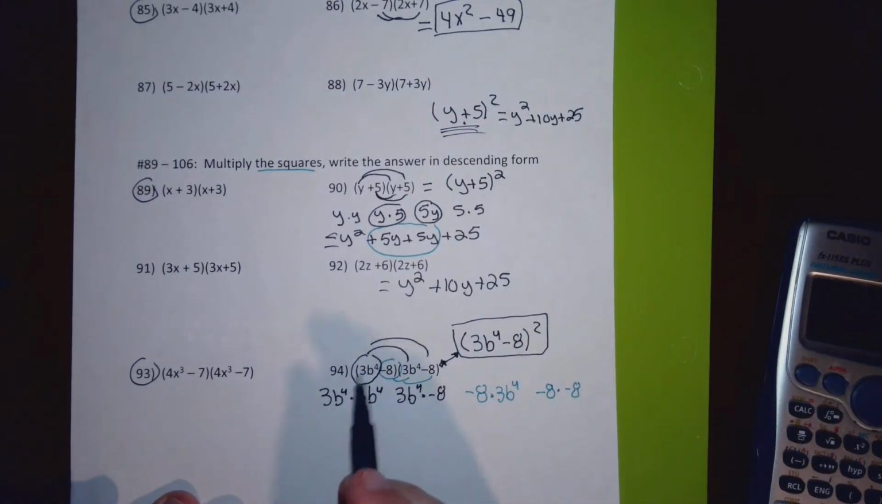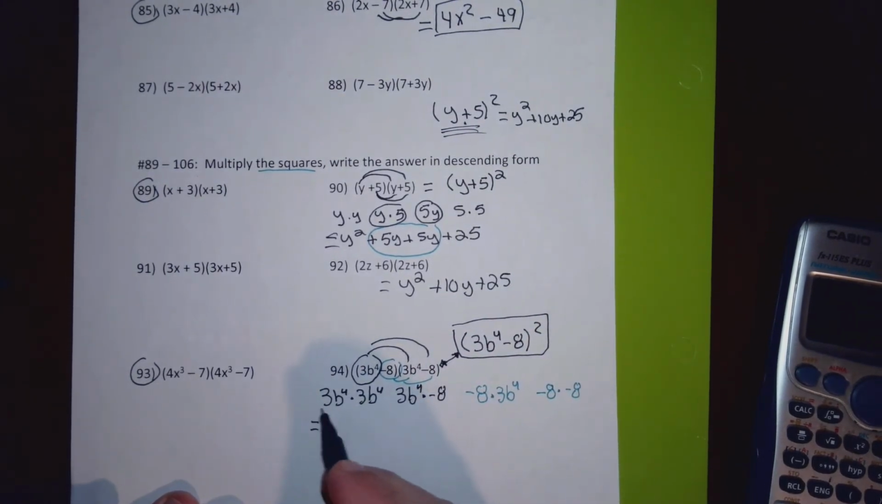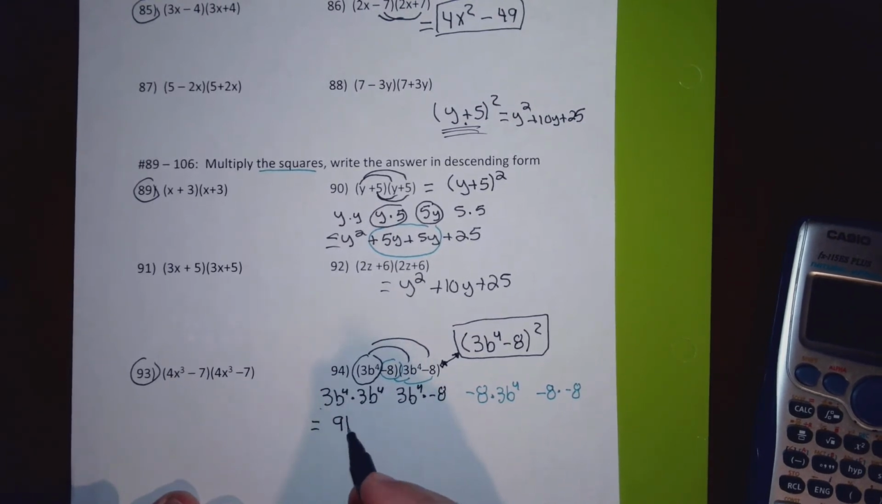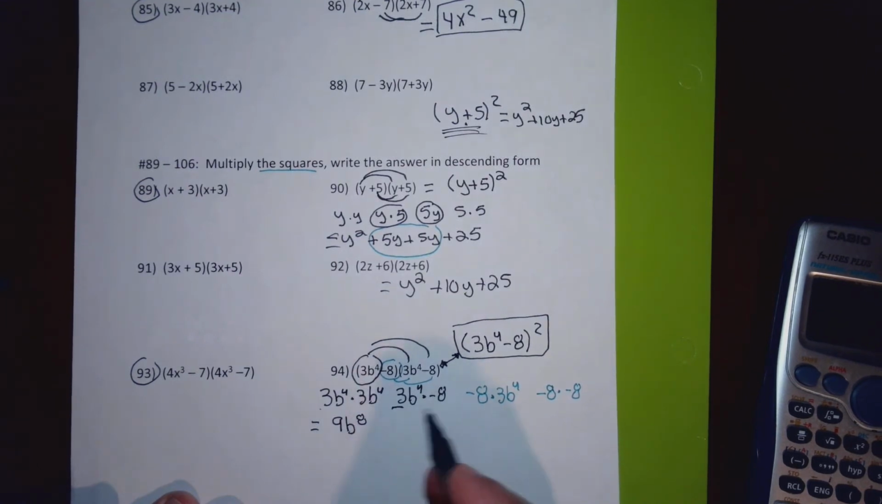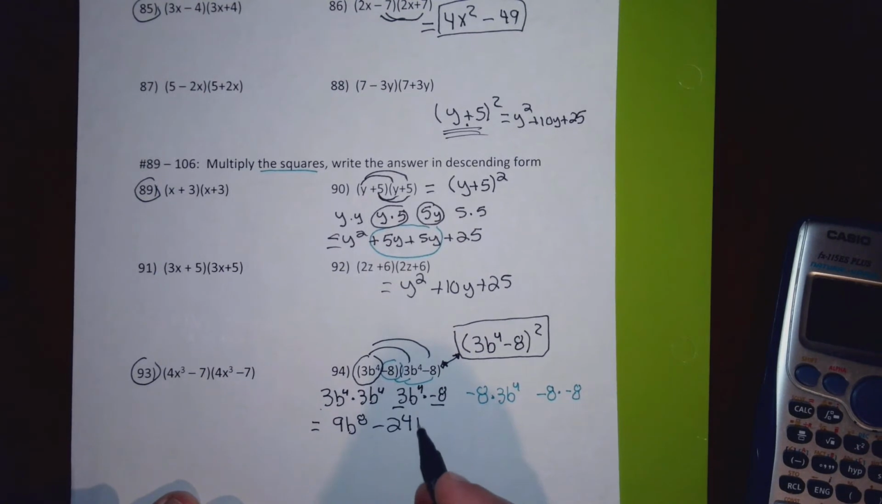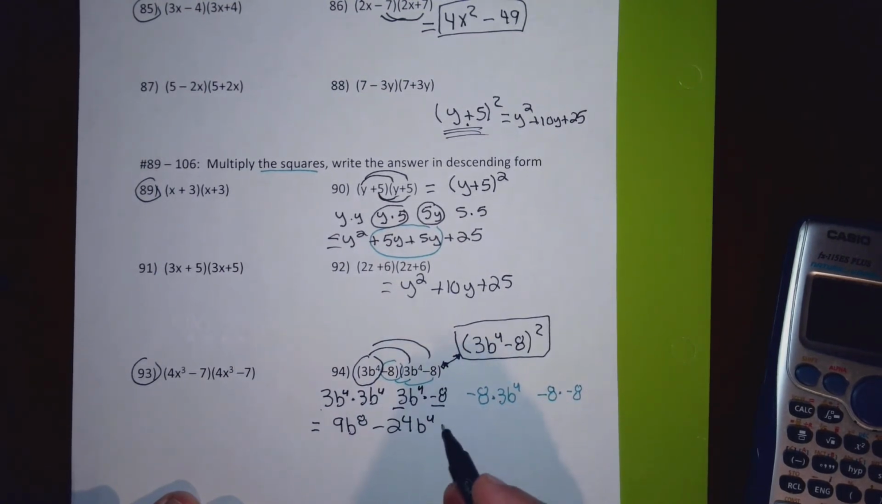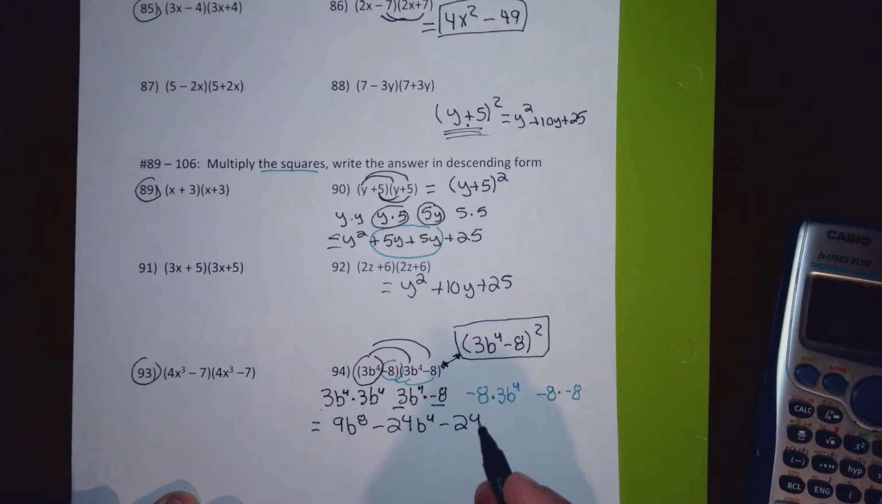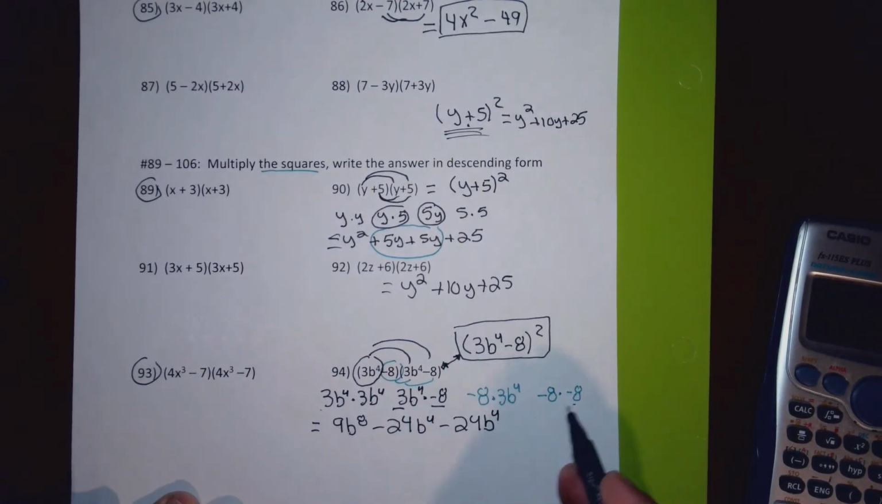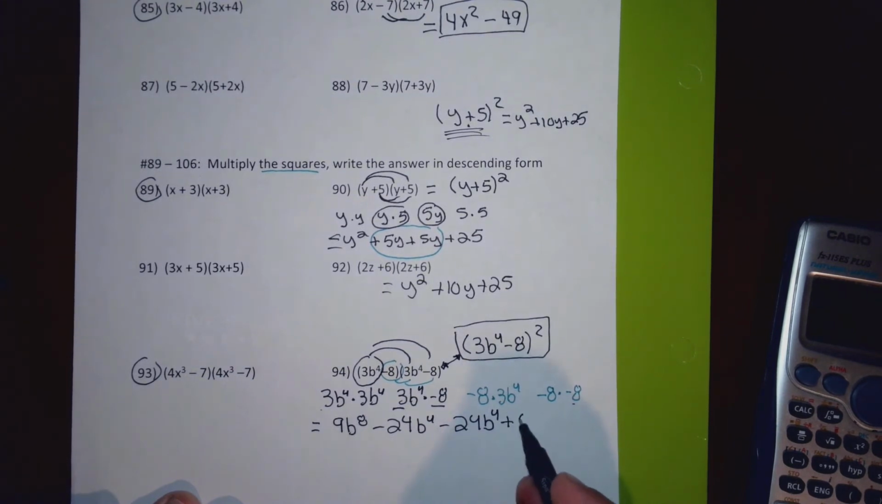So my multiplications now. First multiplication, I multiply the 3's and get a 9. I add the exponents on a b and get a b to the 8th. Next multiplication, 3 times negative 8 is negative 24. I leave the b to the fourth. Third multiplication, negative 8 times 3 is negative 24. I leave the b to the fourth. Last multiplication, negative 8 times negative 8 is positive 64.